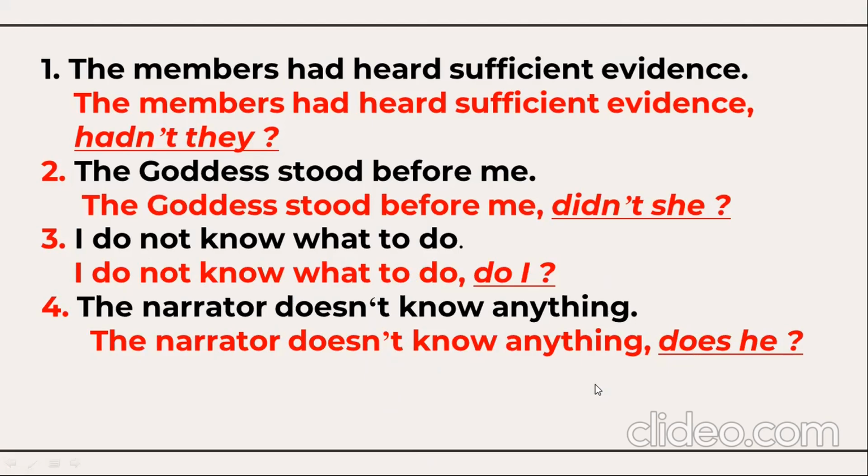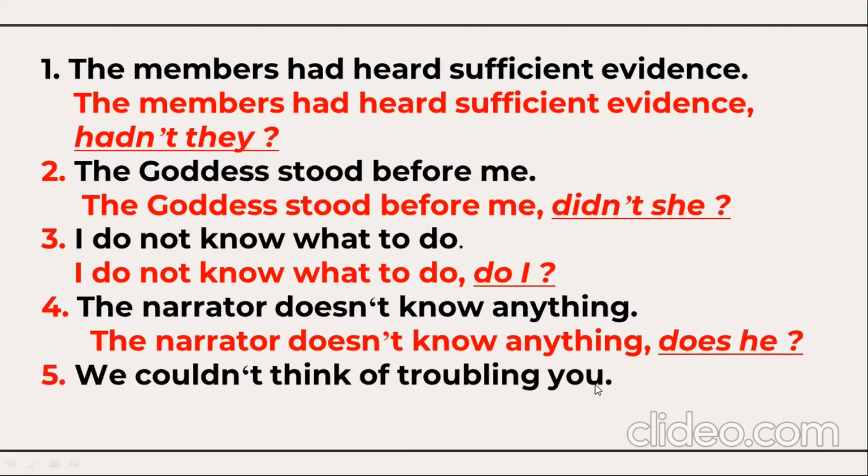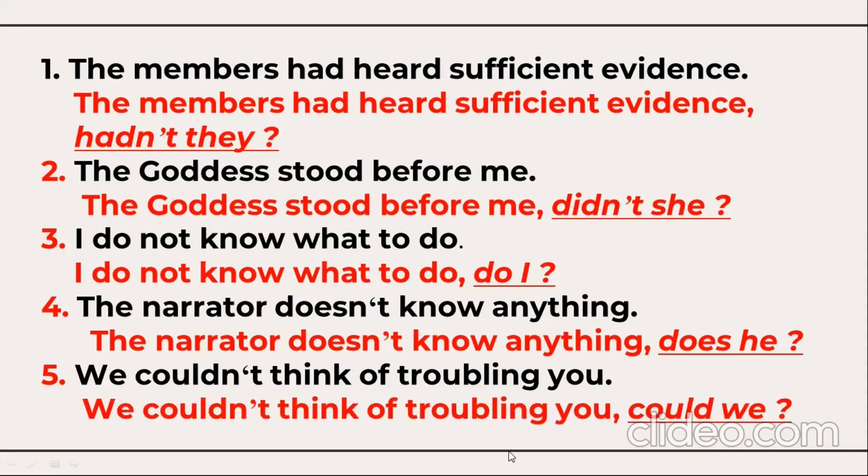The narrator doesn't know anything, does he? Now, "We couldn't think of troubling you." So which is the helping verb? Could. It's in the negative form, couldn't. So the question tag should be in the positive form. So it will be could we. Copy the sentence: We couldn't think of troubling you, could we?